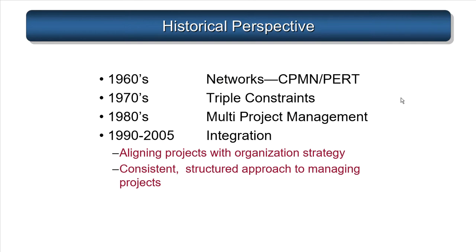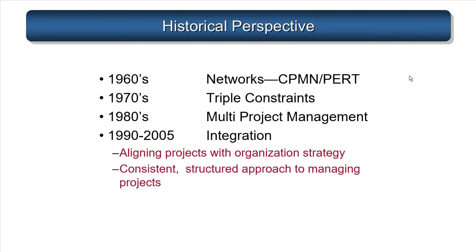That's the triple constraint. And it's called constraints because you can never do all three in an optimal way. And what do I mean by optimal way? Well, if I pay more money, I may be able to receive something faster. If I don't want to spend as much money, I may have to reduce the features that I'm requesting or take more time to do it. That's why they're called constraints. You can have any two, but not all three. In the 80s, there was discussion about multiple projects being managed at once. Large companies did this. And then in the 90s and beyond, we have the idea of integration.